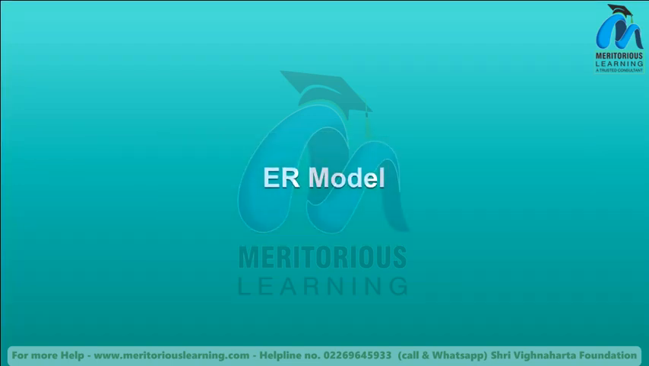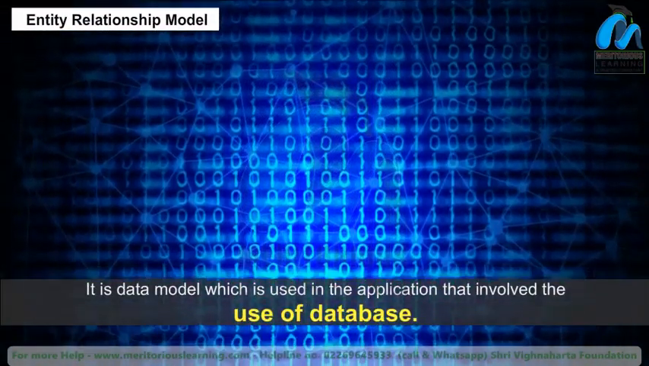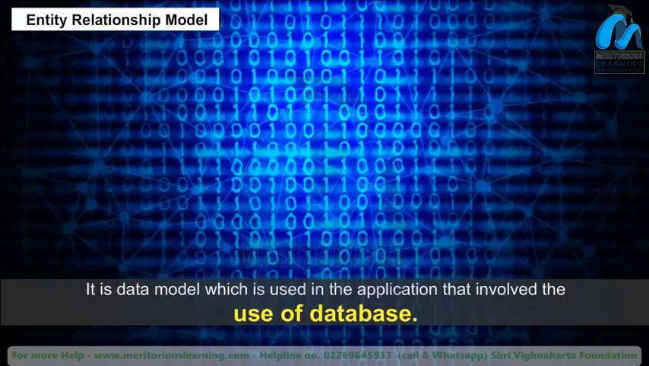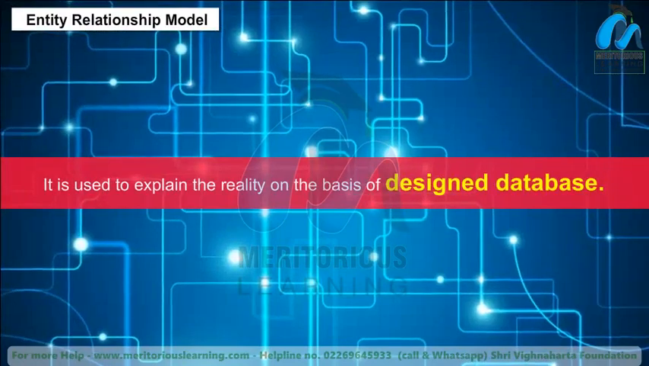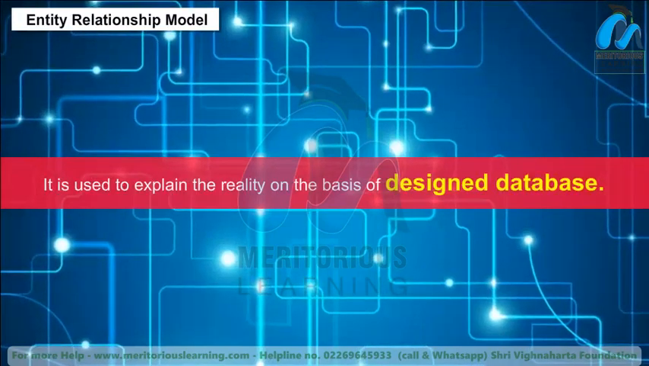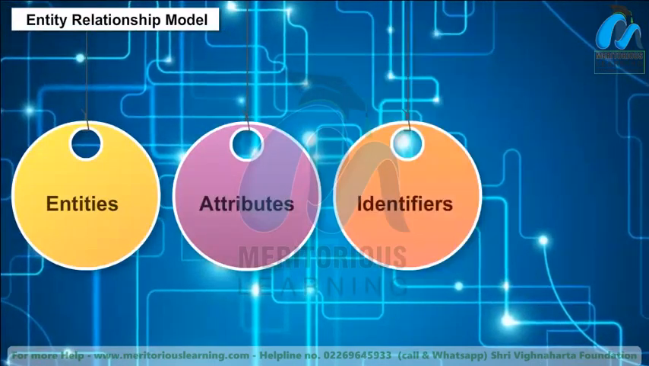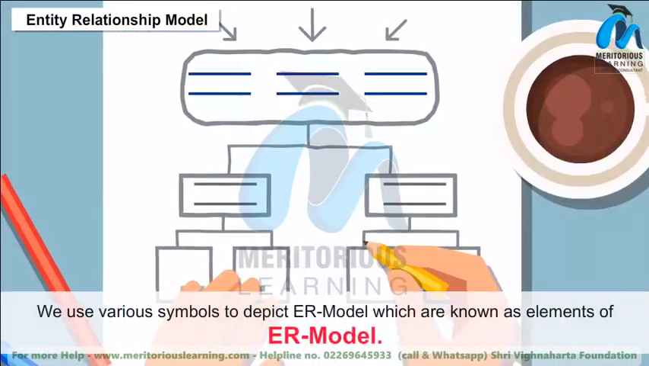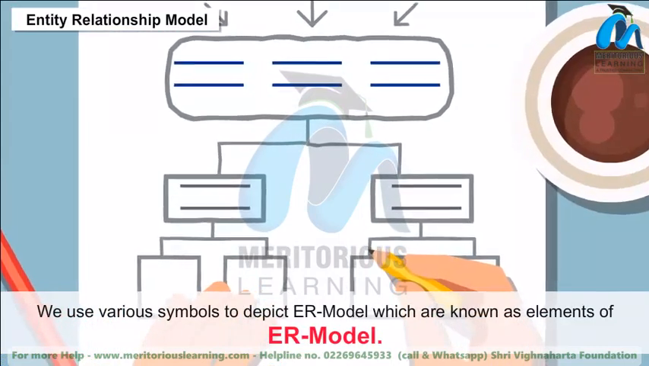ER model. Entity relationship model. It is a data model which is used in the applications that involve the use of database. It is used to explain the reality on the basis of designed database. The components of the ER model are entities, attributes, identifiers, relationships. We use various symbols to depict ER model, which are known as elements of ER model.